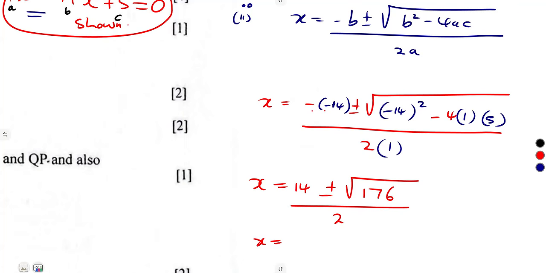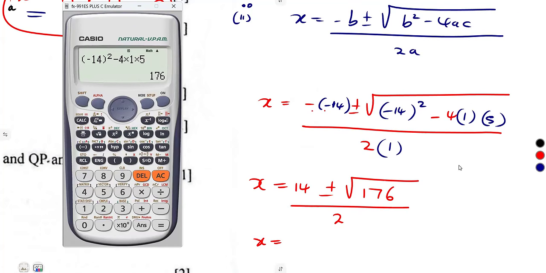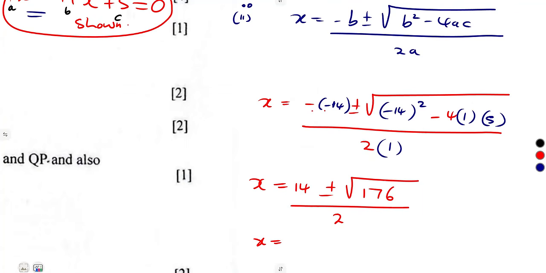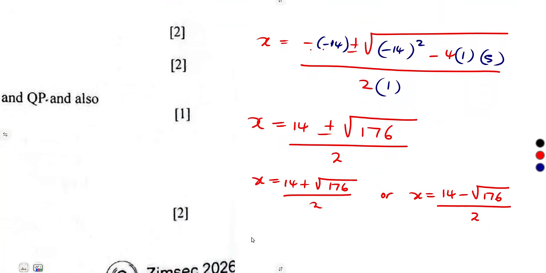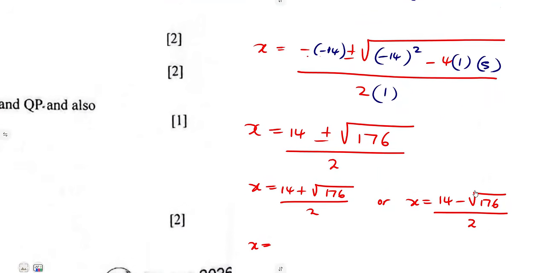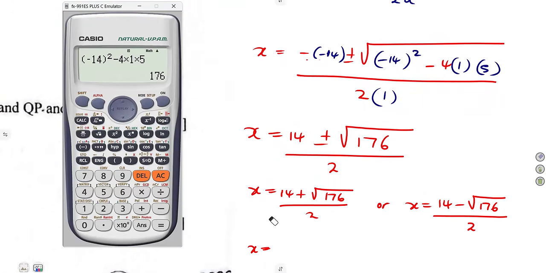So we can simplify this separately, starting with a positive, another one with a negative. Some of you need to indicate that x is equal to 14 plus the square root of 176 over 2, or x is equal to negative 14 minus the square root of 176 over what? Over 2. So that is where you're going to have the values of x, and you round off to 2 decimal places, as we are given in our instruction.